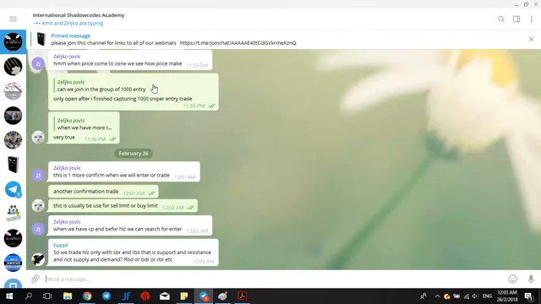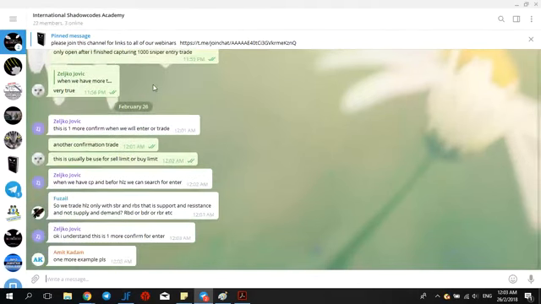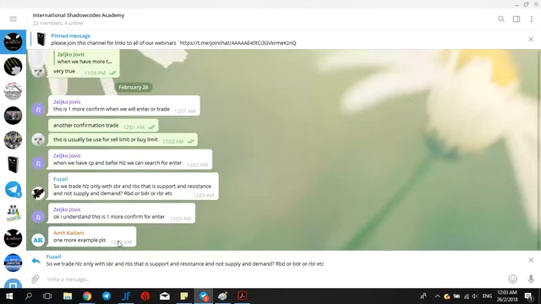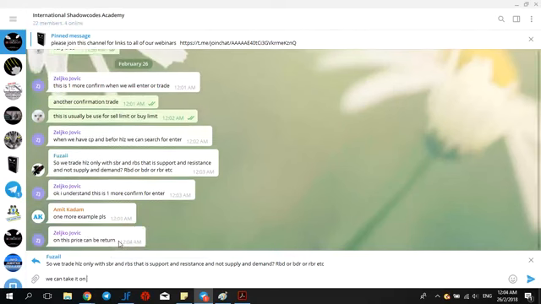So we trade HLZ only with SBR, RBS. There is support and resistance and not supply and demand. Yes, we can also use supply and demand. One more example, please. Yes, sure. We can take it on SND also.